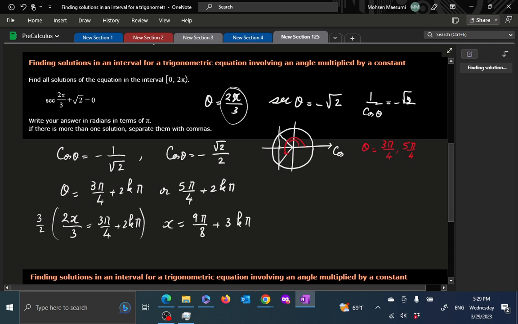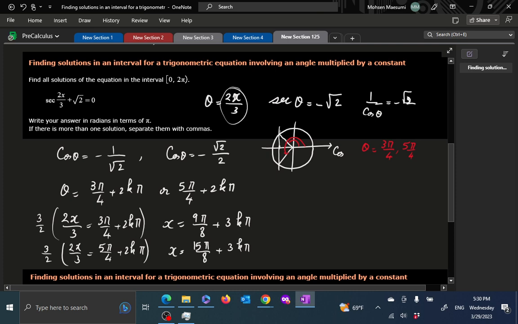The other possibility was 2x over 3 equals 5 pi over 4 plus 2k pi. To clean that up, also multiply by 3/2. So x becomes 15 pi over 8, and then plus 3k pi.